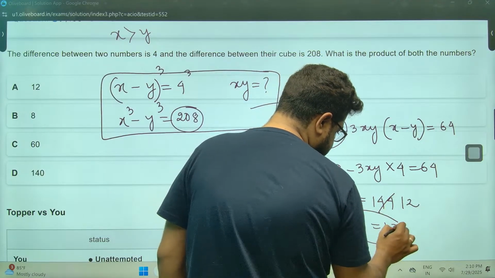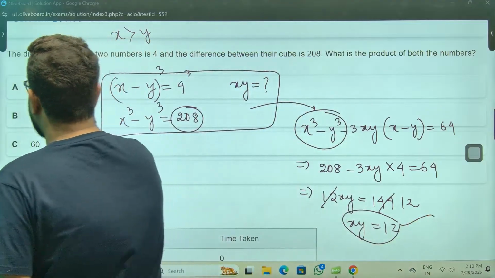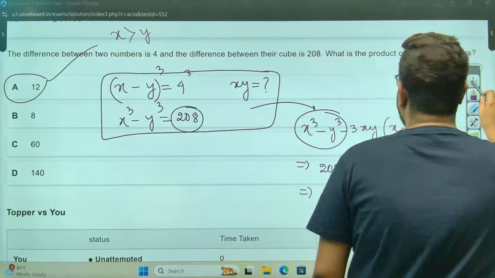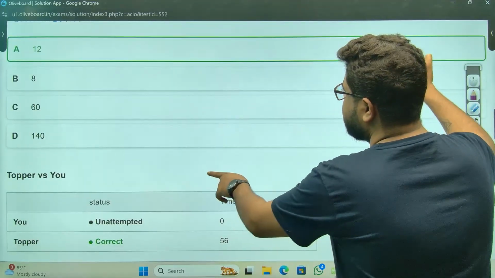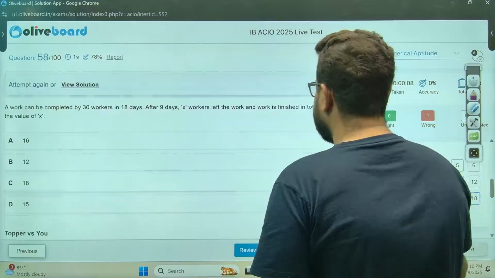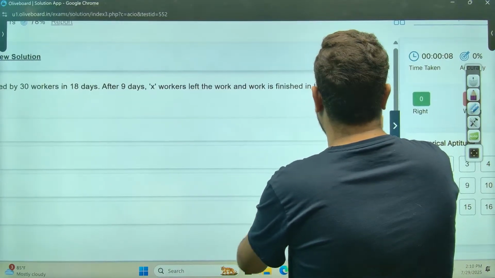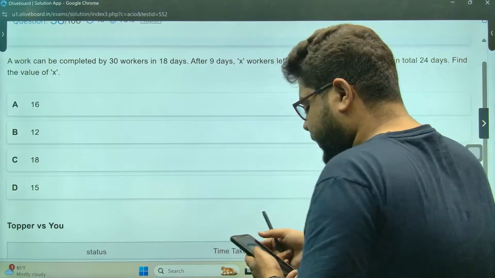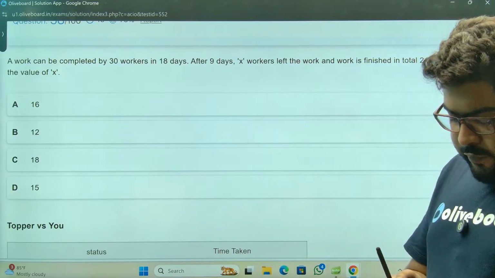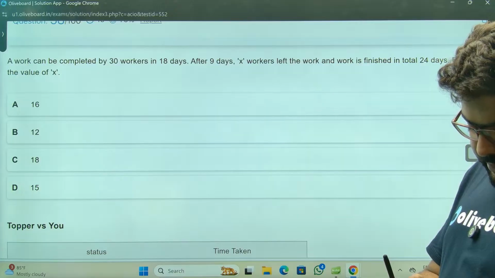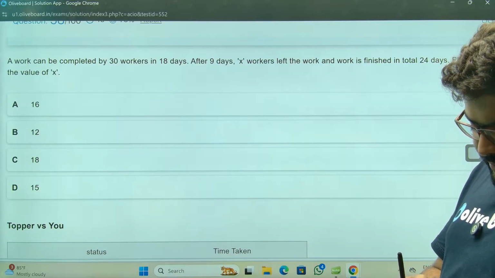That was the question. Option number A, sir. Option number A, 12, is your correct answer. That is most definitely the correct answer, sir. Perfect, everyone? Everybody clear, sir? Everybody clear?